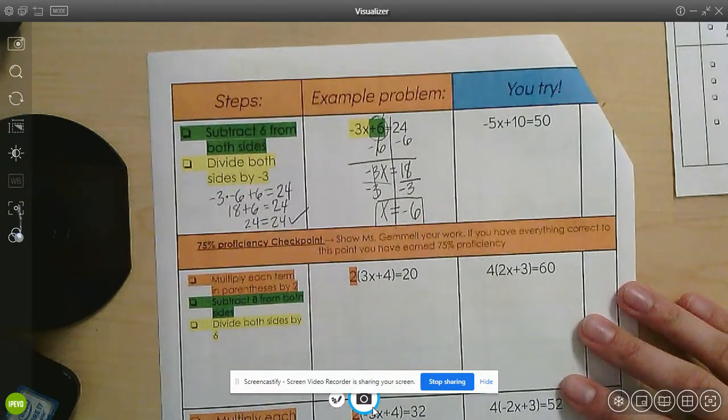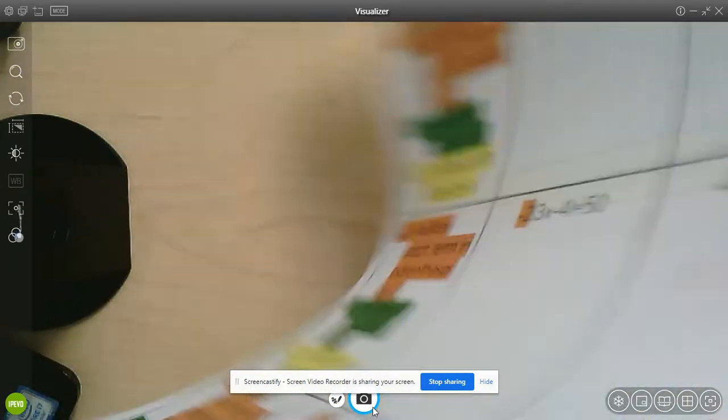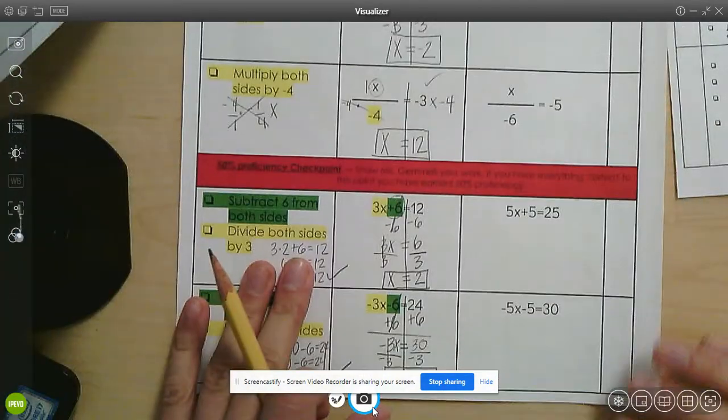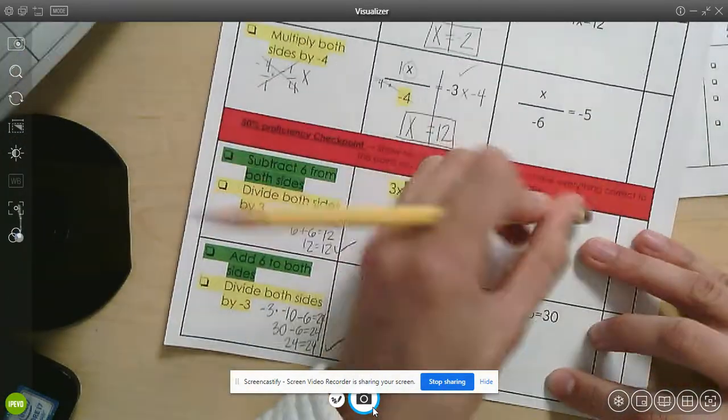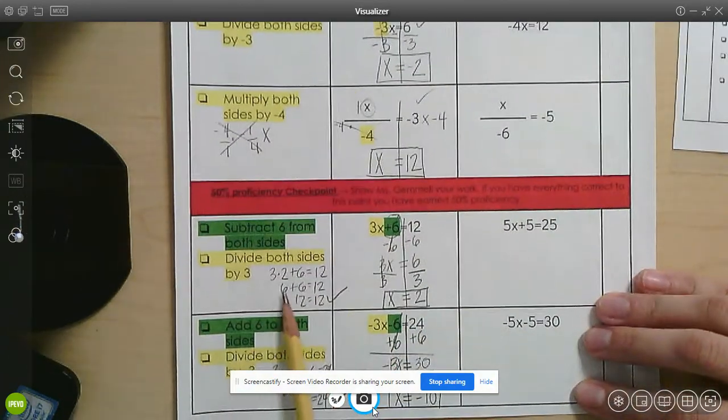Okay, make sure you have all of the examples written down, and now it's your job to go back and complete the U-tries for all 3 of those questions. Remember, before you bring your work up to me, you can check it yourself by substituting that number back in. If you get the same number on both sides, you know you did it correctly.